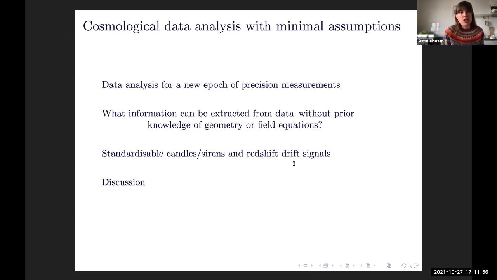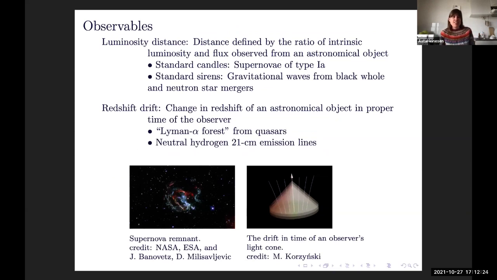And I will in particular talk about what information you might expect to extract from data without making a priori assumptions about the geometry of our universe or the field equations that govern this geometry. In terms of observables, I will talk about standardizable objects and redshift signals, and I will discuss things in the end. I'll skip the introduction where I say that the universe is inhomogeneous; I think you all know that. So the task here is to formulate observables under a minimal set of assumptions, where we in particular give up assumptions about strict homogeneity and isotropy of spatial sections of our universe.